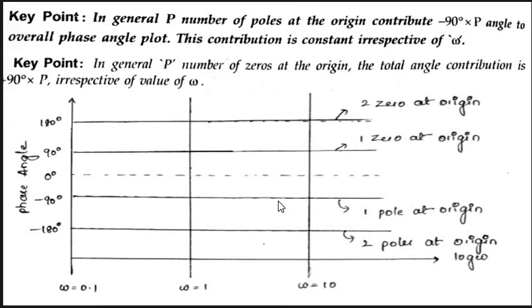So next one, simple pole and simple zero. That means a pole other than at origin, and a zero other than at origin. Then how can you draw the Bode plot for these functions?